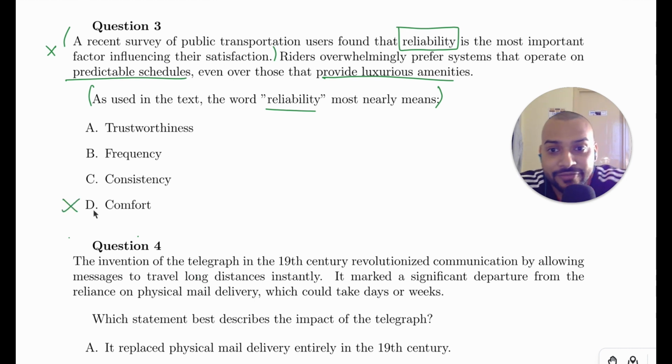Okay. Frequency, consistency, trustworthiness. Option A, trustworthiness. A generic term. Trustworthiness can be used in any context. Okay.